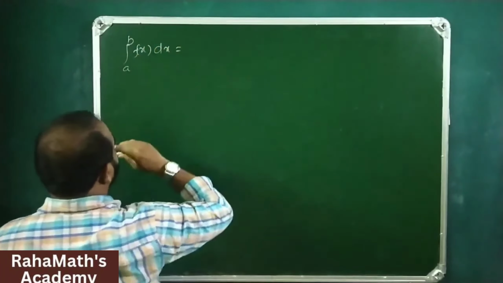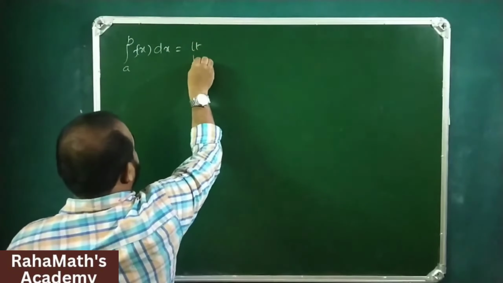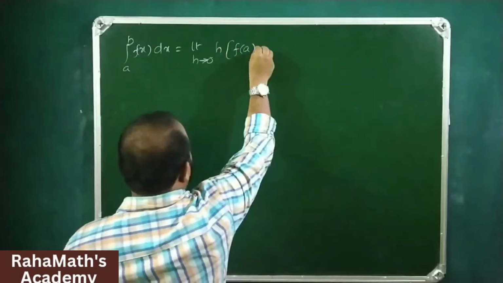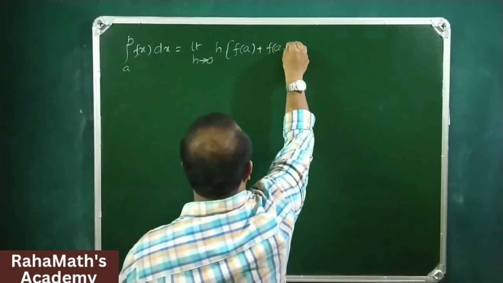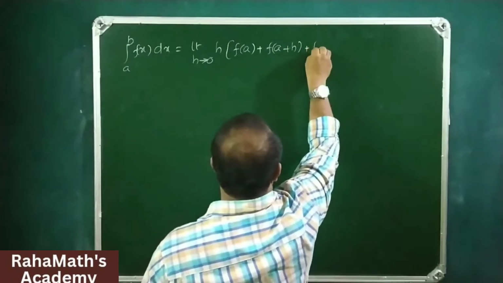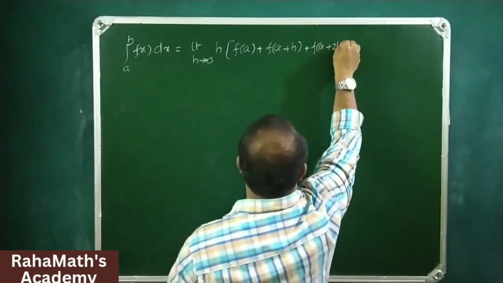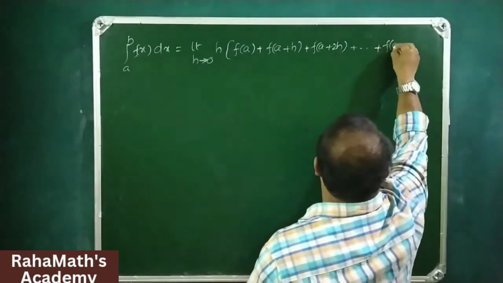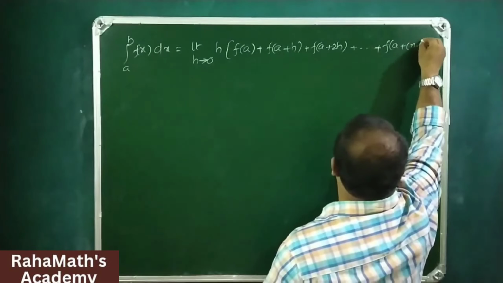equal to limit h tends to 0 of h into [f of a plus f of a plus h plus f of a plus 2h etc. plus f of a plus n minus 1 into h].